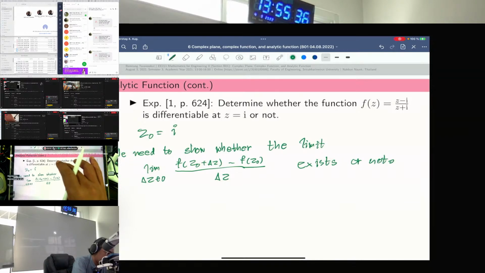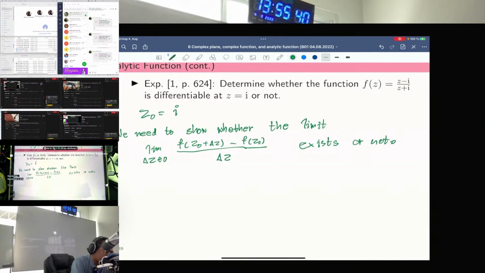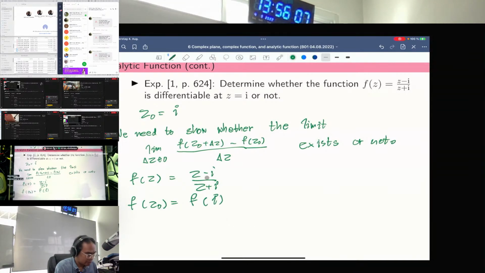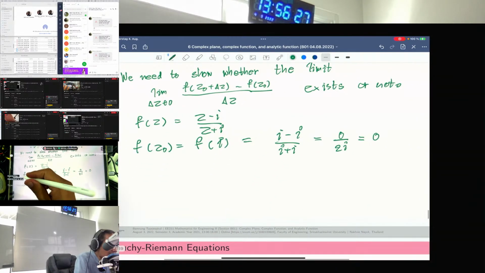All right, so let's see what that is. What is f(z0)? You know that f(z) is this term, z minus i divided by z plus i. So what about f(z0)? f(z0) means f(i), because your z0 is i. So we're going to substitute z by i. So you have i minus i divided by i plus i. What is the result of this one? It's going to be 0 over 2i, which is actually 0. All right. So what about f(z0 plus delta z)?